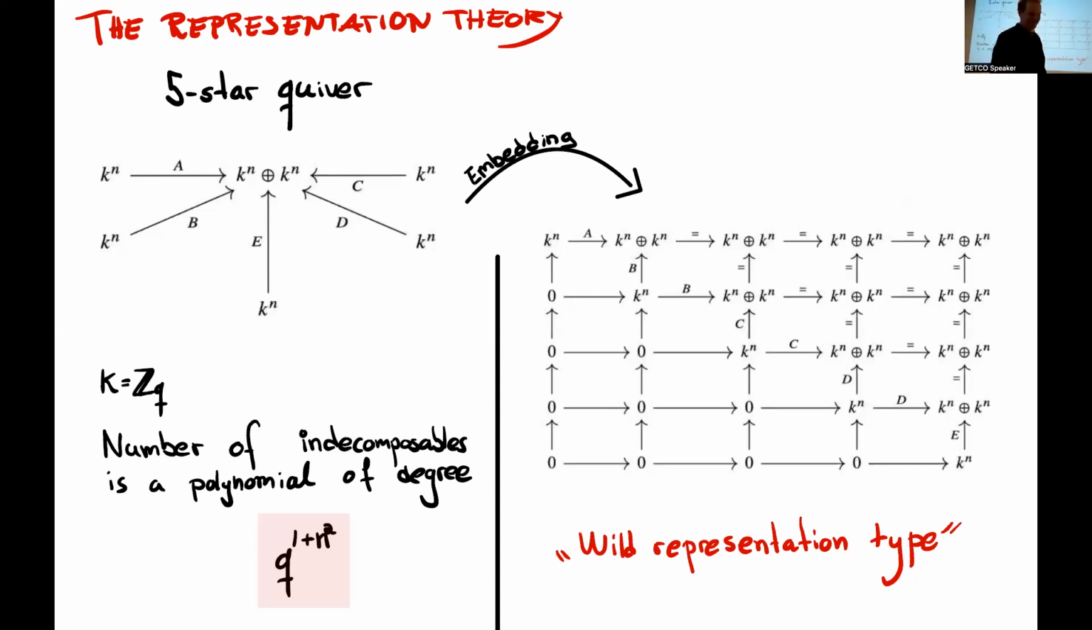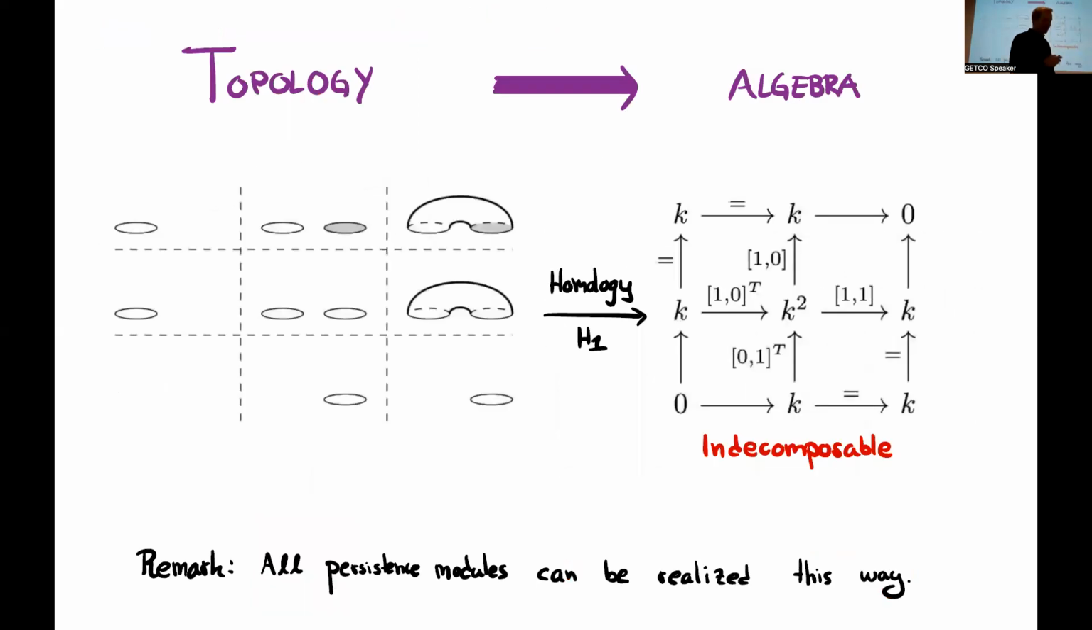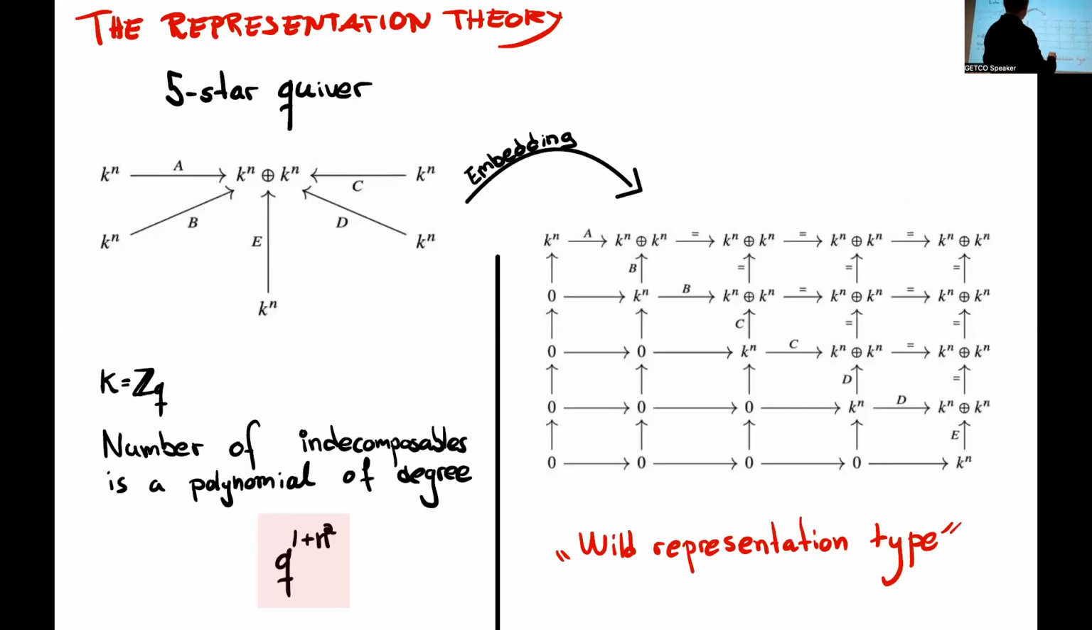Anyways, now you may think, all right, so we have this algebraic complexity. Wild representation type means basically we don't know how to parameterize the indecomposables in any reasonable way. So you may say, well, that's fine because that's just what the algebraists do. Maybe for us in TDA and topology, it doesn't matter.